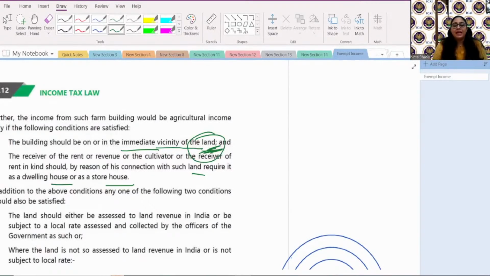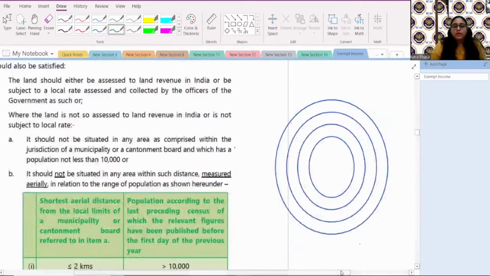But here, immediate vicinity of the land means what land? Where is that land situated and where should that farm building hence be? First of all, that land should be a land which is assessed to land revenue in India, or is subject to a local rate assessed and collected by the officers of the government.